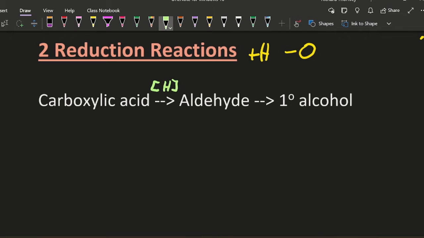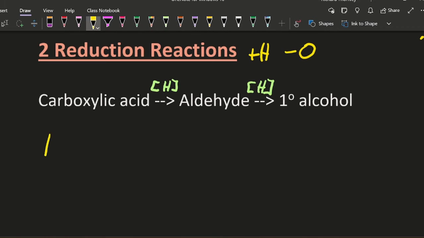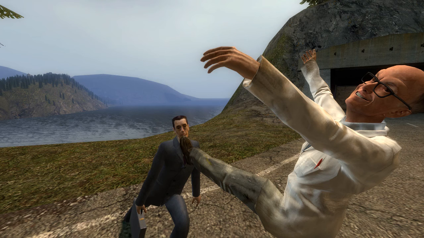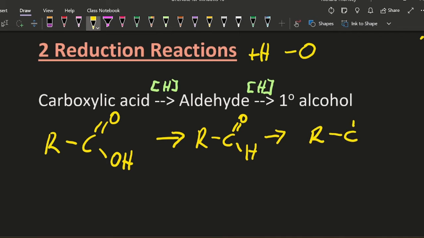H in square brackets means reduction. So carboxylic acid, a generic formula looks like this. Carboxylic acids are responsible for the smell of your smelly feet. That's propanoic and butanoic acid. The aldehyde, well, that's responsible for a hangover after a hard night of drinking. And a primary alcohol, well, you can only drink one alcohol and survive, really, and that would be the primary alcohol ethanol.